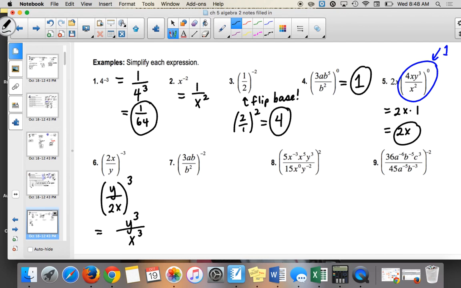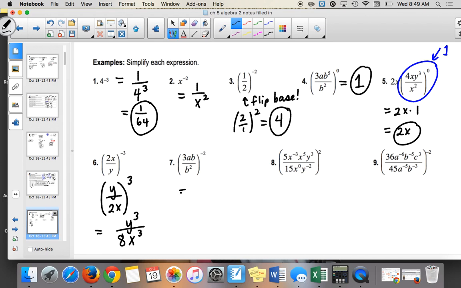So what do we think the 2 is going to be? 2 to the 3, which becomes 8, right? So don't forget about the 2. The 2 is going to be cubed as well. Right, because what is it? It's y over 2x times itself 3 times, so we still have that 2 times 2 times 2 there. So always think in expanded form if needed.